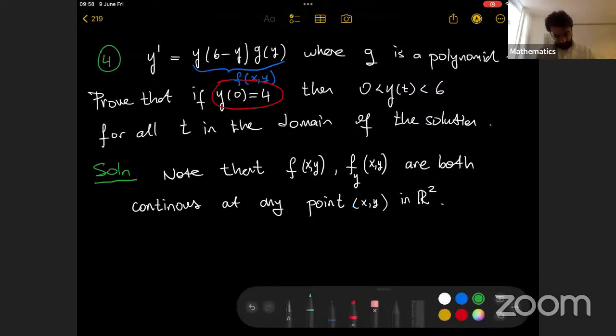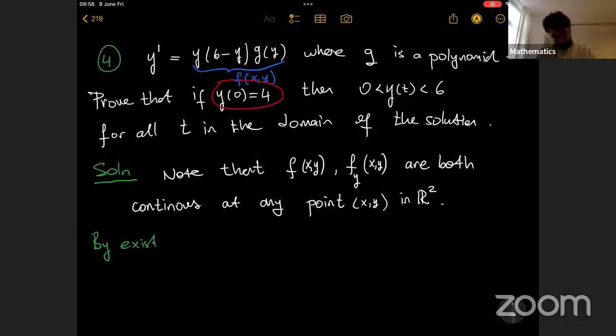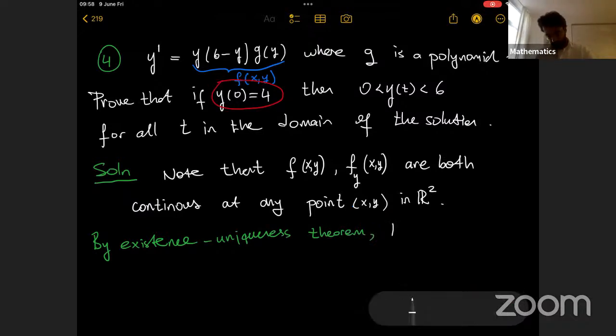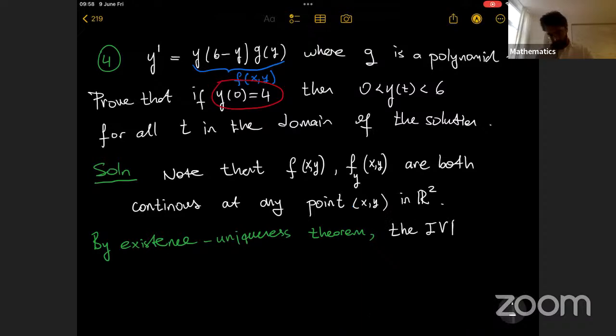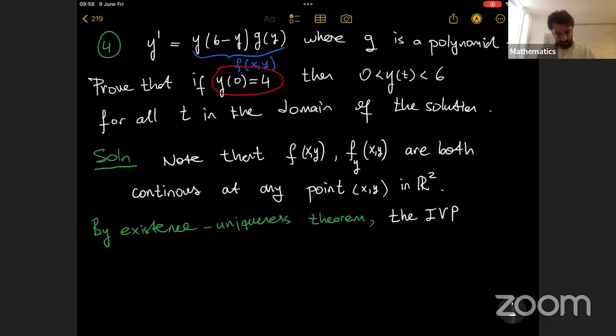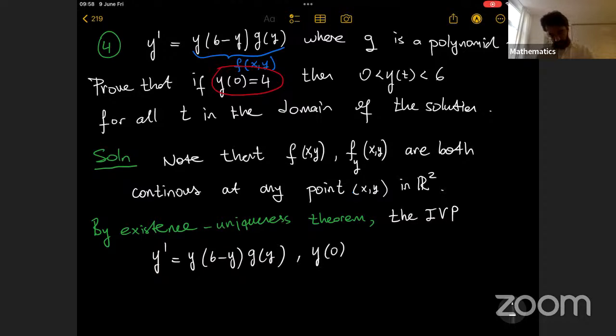By the existence uniqueness theorem, the initial value problem, the IVP, which is y prime is equal to y times (6 minus y) times g of y, with initial value y0 is equal to 4, has a unique solution.